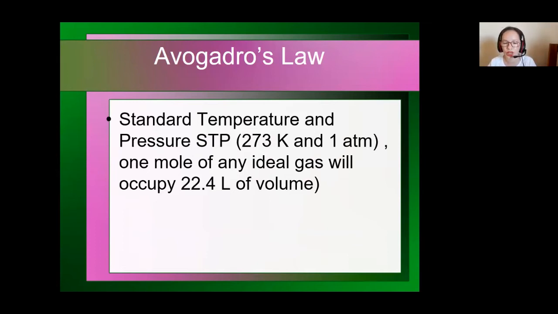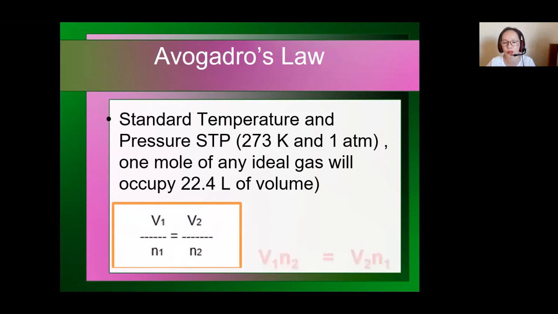He mentioned that 1 mole of any ideal gas will occupy 22.4 liters. Take note of that: 1 mole of any gas will occupy, as a standard, 22.4 liters, and that is at STP. To describe the relationship of volume and amount of gas, we can say that as the number of gas particles increases, the volume also increases. So it is directly proportional, and we can simplify the formula as V1 N2 equals V2 N1.